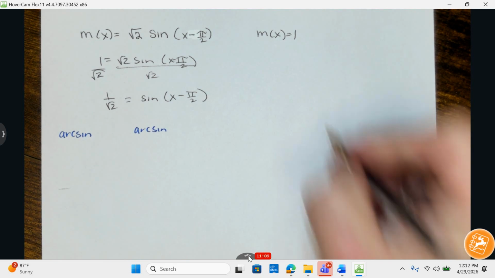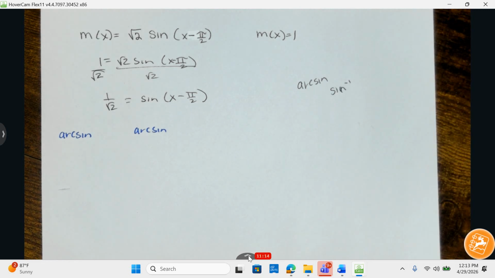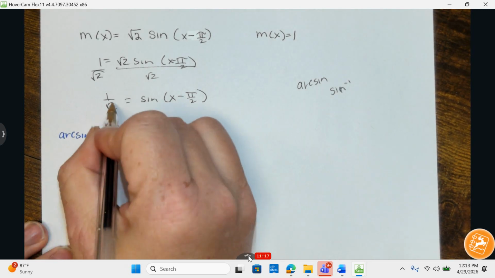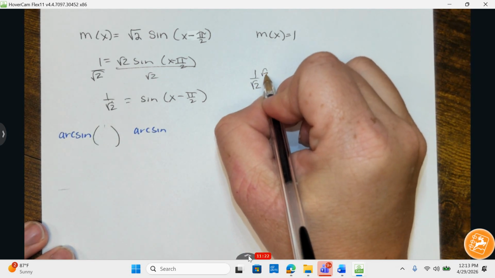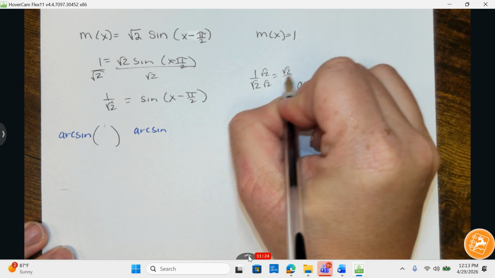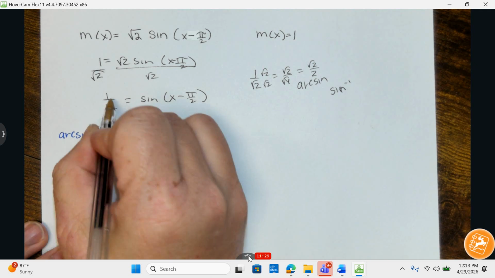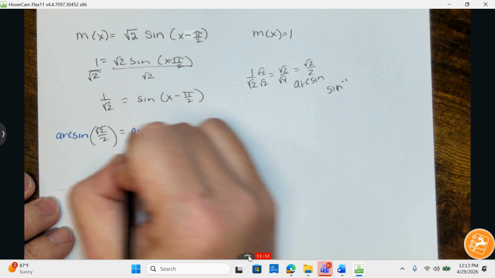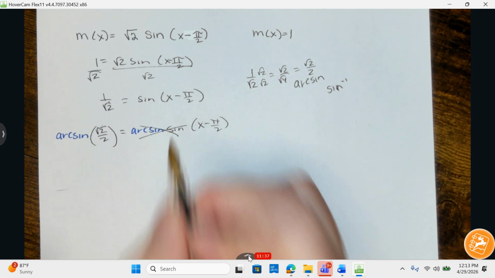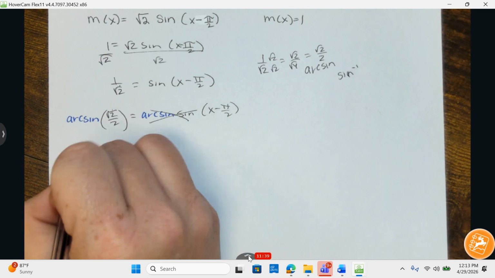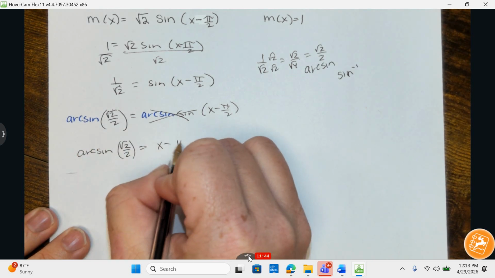Now another way to write arcsine, just so you know, remember that arcsine is the same as sine to the negative 1. Okay? So before I write down 1 over the square root of 2, I recognize that that is equivalent to square root of 2 over square root of 2 times square root of 2, which is square root of 2 over square root of 4. It's equivalent to the square root of 2 over 2. These two are equivalent. Now what happens over here? These two will wipe out, and that's why we do it. And I'm left with the arcsine of the square root of 2 over 2 is equal to x minus pi over 2.